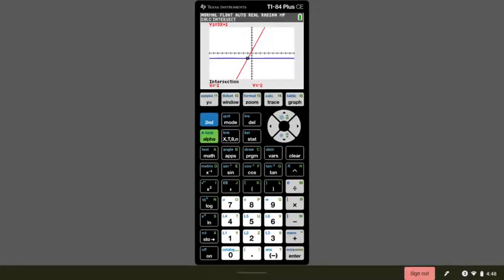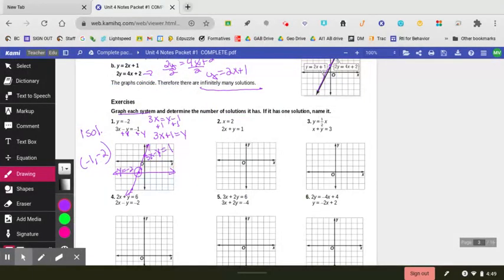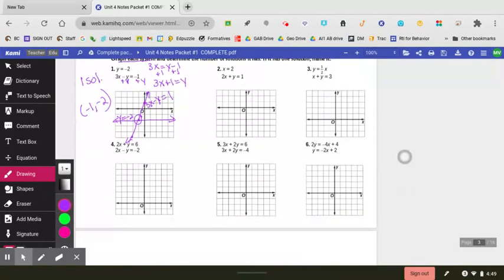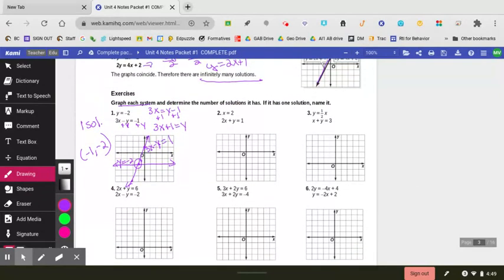Now on a test, you have to show me all your work. However, that's an easy way that I can check my solution. So I want you to pause and try 2 and 3, and then come back and check.